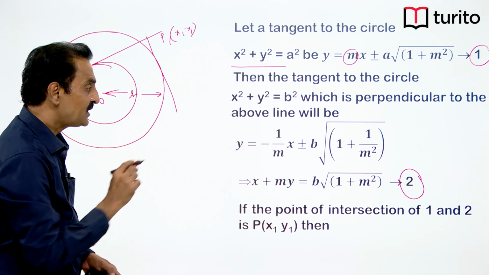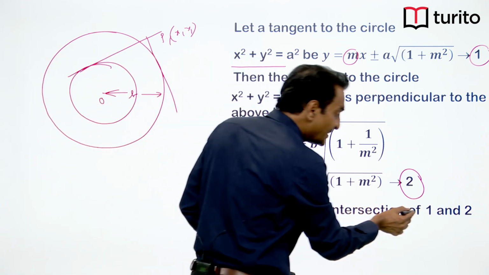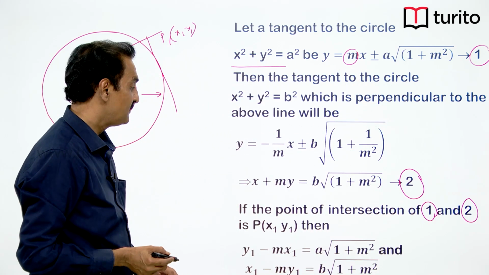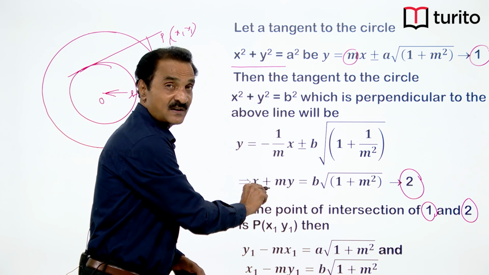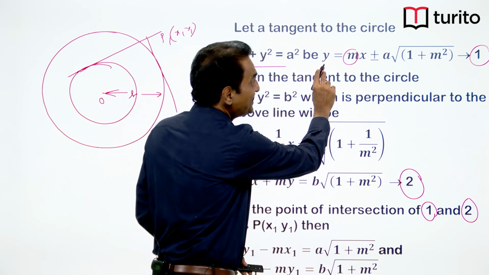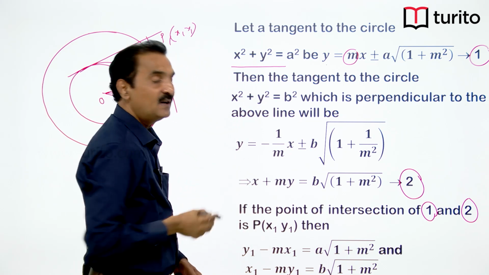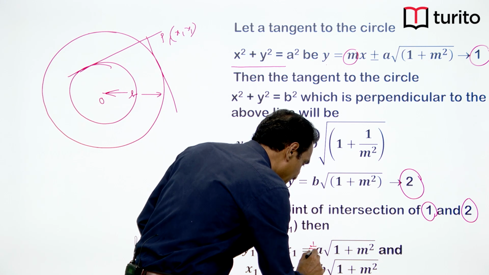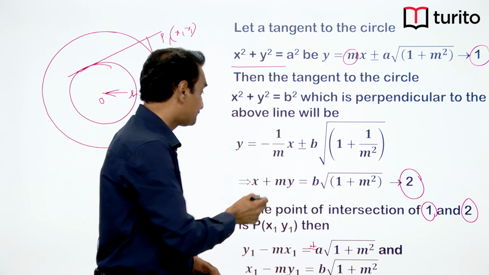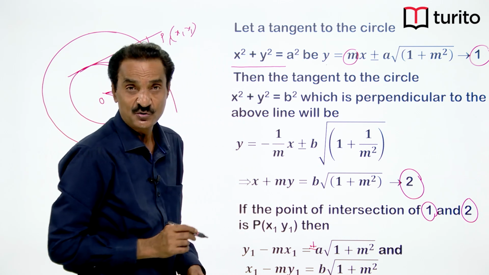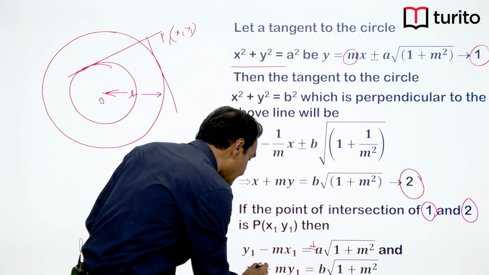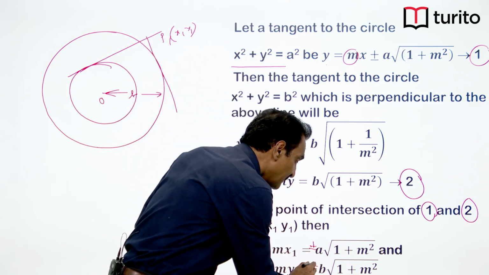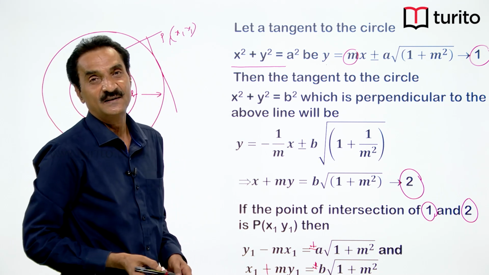Okay. If the point of intersection of the equations 1 and 2 is P x1 y1, then substituting P x1 y1 in the two equations, the first equation is y1 minus mx1 is equal to plus or minus a root 1 plus m square, and substituting in equation 2, we get x1 plus my1 is equal to plus or minus b root 1 plus m square, right.